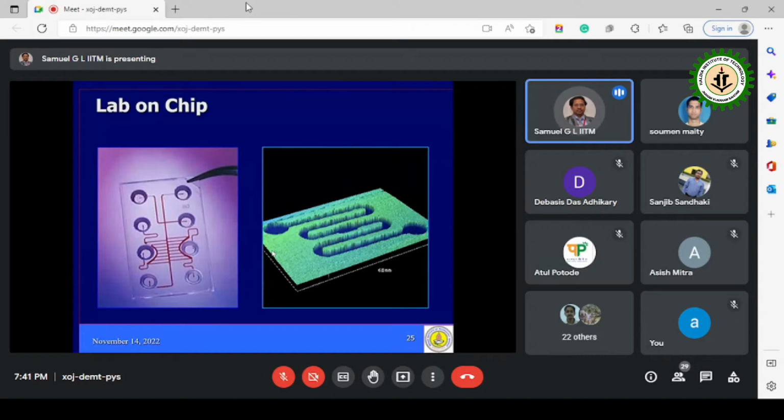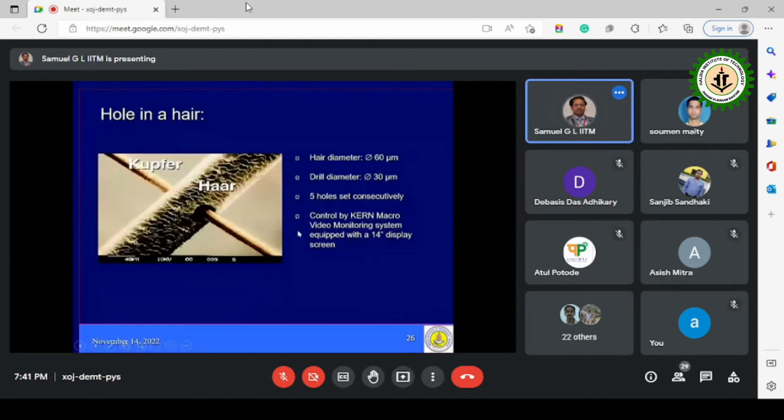This one we have actually machined right here in our IIT. The one on the right side. Here we can make the chambers, we can make the micro channels, and then we can carry out several tests in all these chambers.